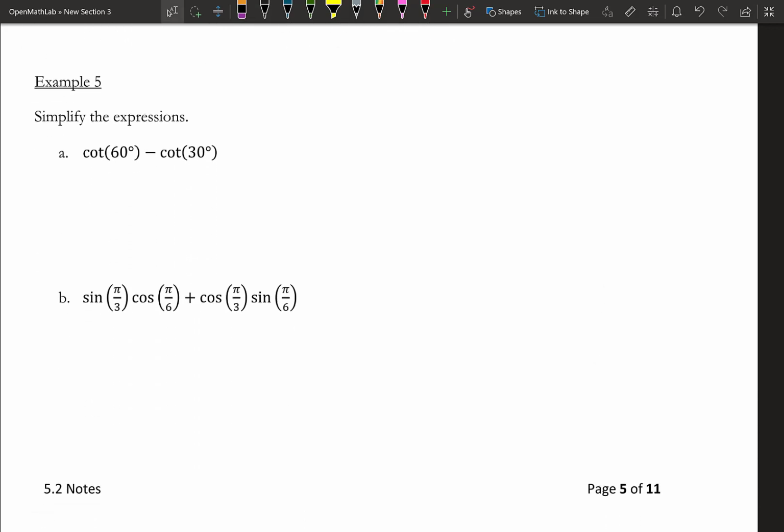Right. So then example 5, we have 2 parts and we're given some trigonometric expressions and we're asked to simplify the expressions, right? So what we want to do here is replace the values in for the trig functions and then simplify, right? So in other words, I want to know what's the cotangent of 60 degrees, right? So since the first one's dealing with 60, 30 degrees, we just need to draw that special right triangle.